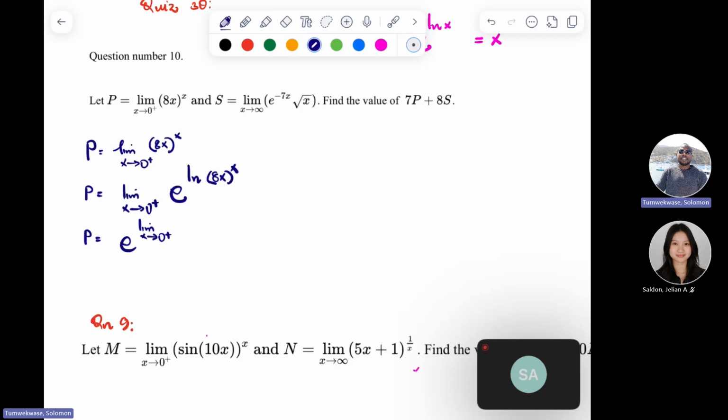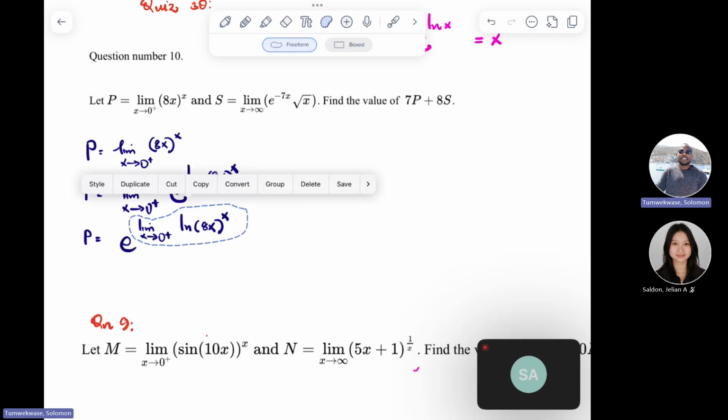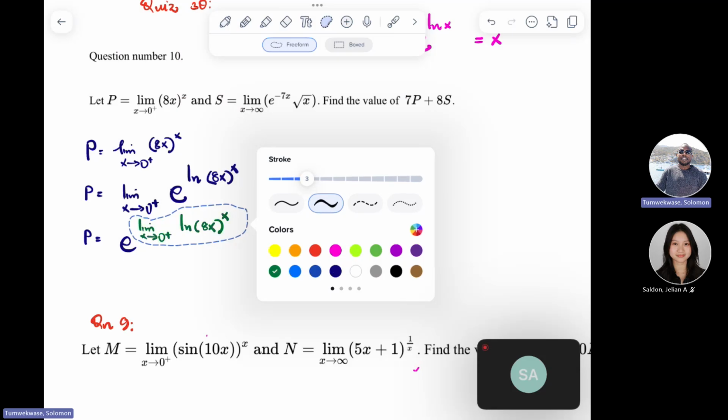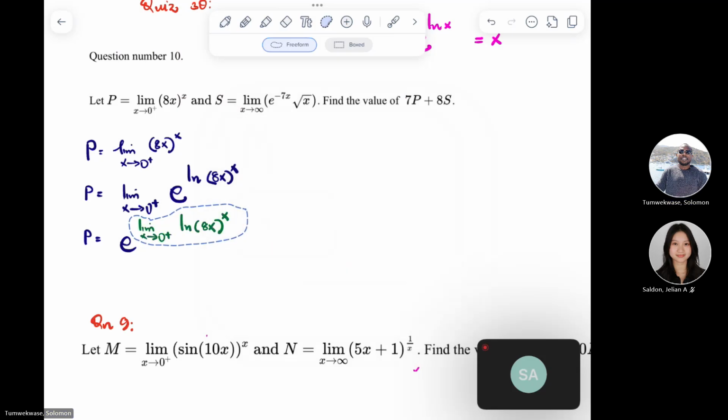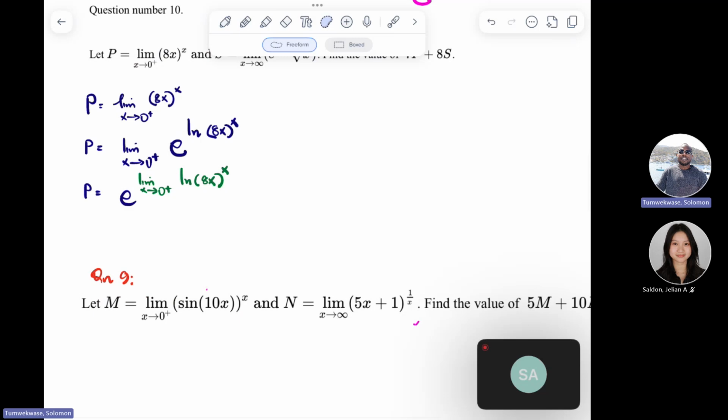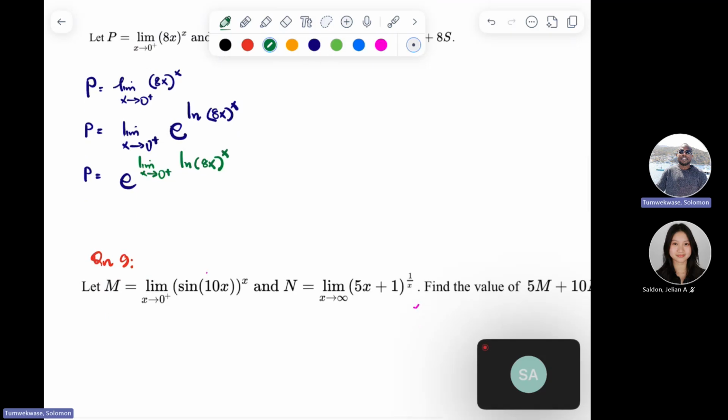Okay, limit of natural log of 8x to the x. Now, you know what? Let me just put this in a different color so that you know what I'm trying to deal with. Okay, so what is most important is that we need now to find that thing in green. And I'm going to first find it separately.